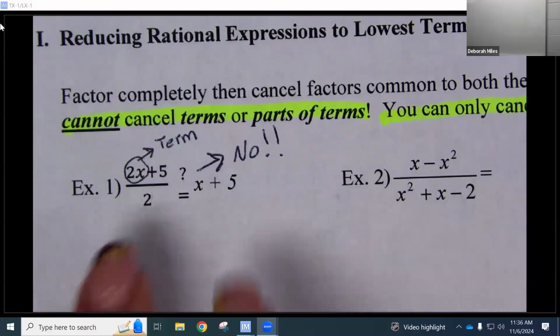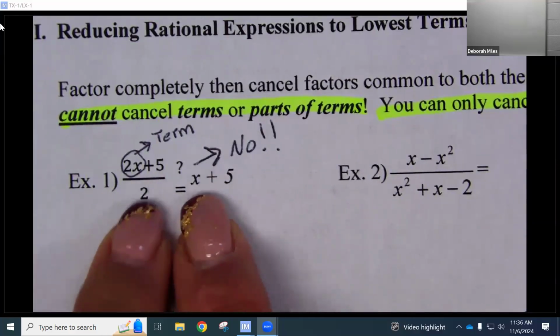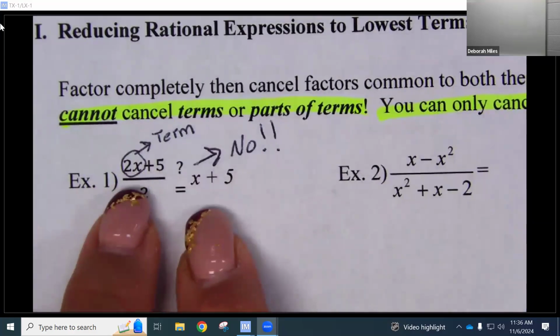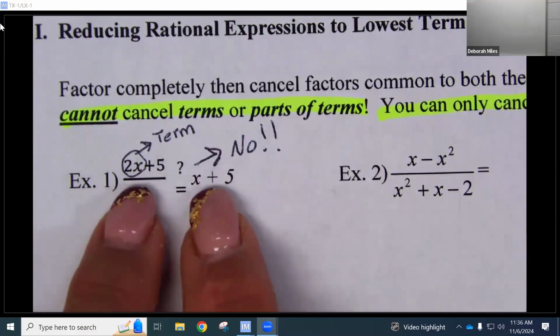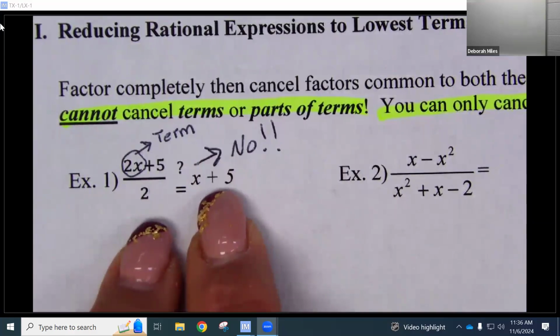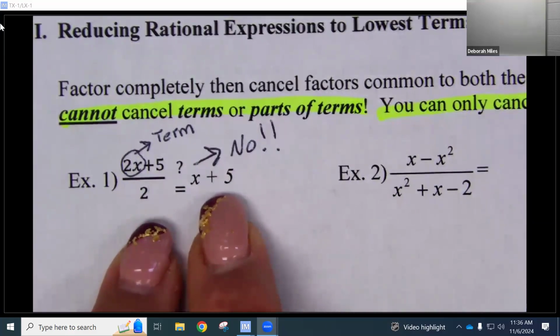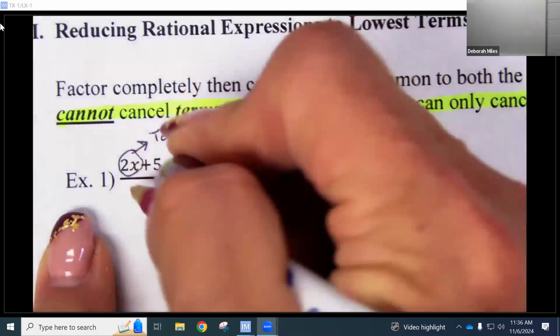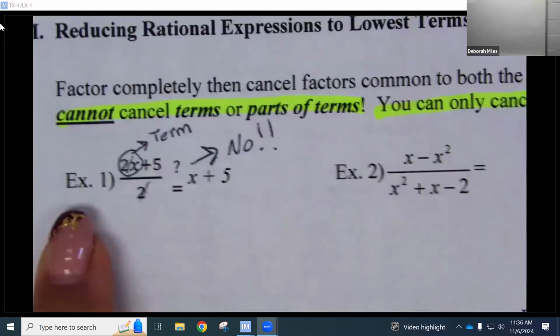If you really want to see if 2 expressions are equivalent, you could pick something for x and see if both sides give you the same number. If you let x be 1 on the left-hand side, you would have 7/2. Is that what you'd have on the right-hand side if you let x be 1? No, it's not. So these are not equivalent because I illegally canceled a part of a term. I can only cancel factors.